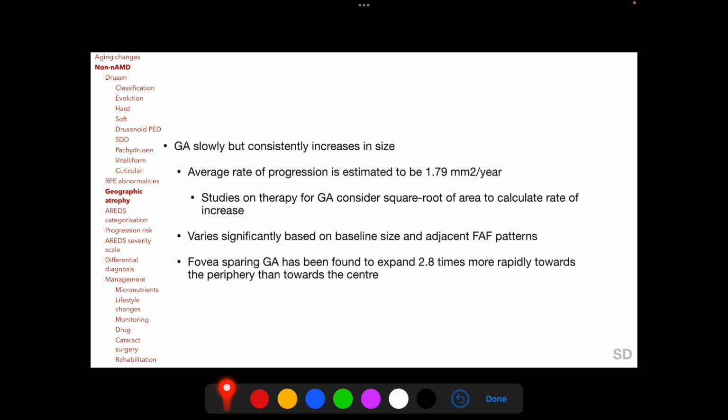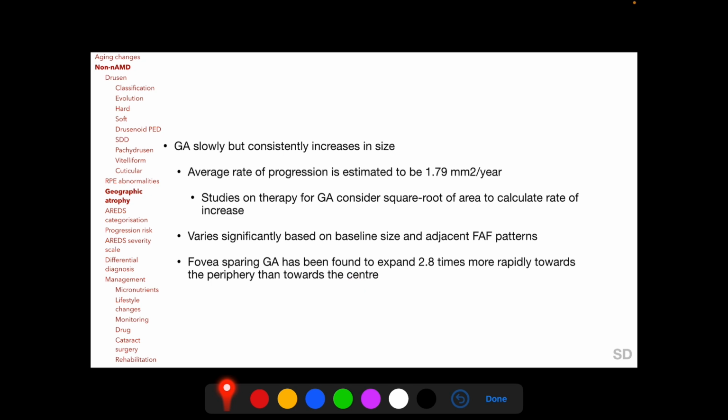Geographic atrophy slowly but consistently increases in size, and the average rate of progression is estimated to be 1.79 square millimeters per year. This rate varies significantly based on baseline size and adjacent junctional autofluorescence patterns. And foveal sparing in geographic atrophy has been found to expand 2.8 times more rapidly towards the periphery than towards the center.